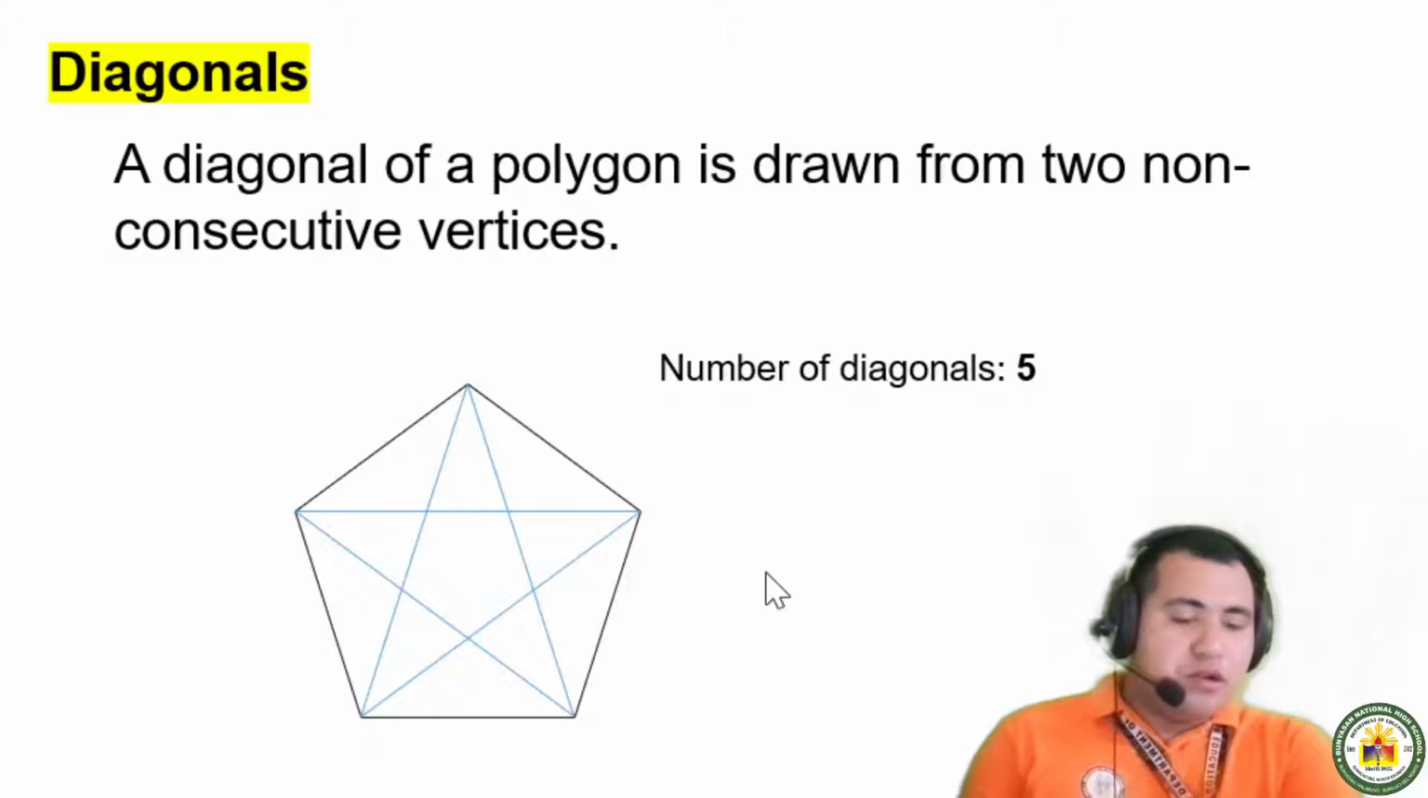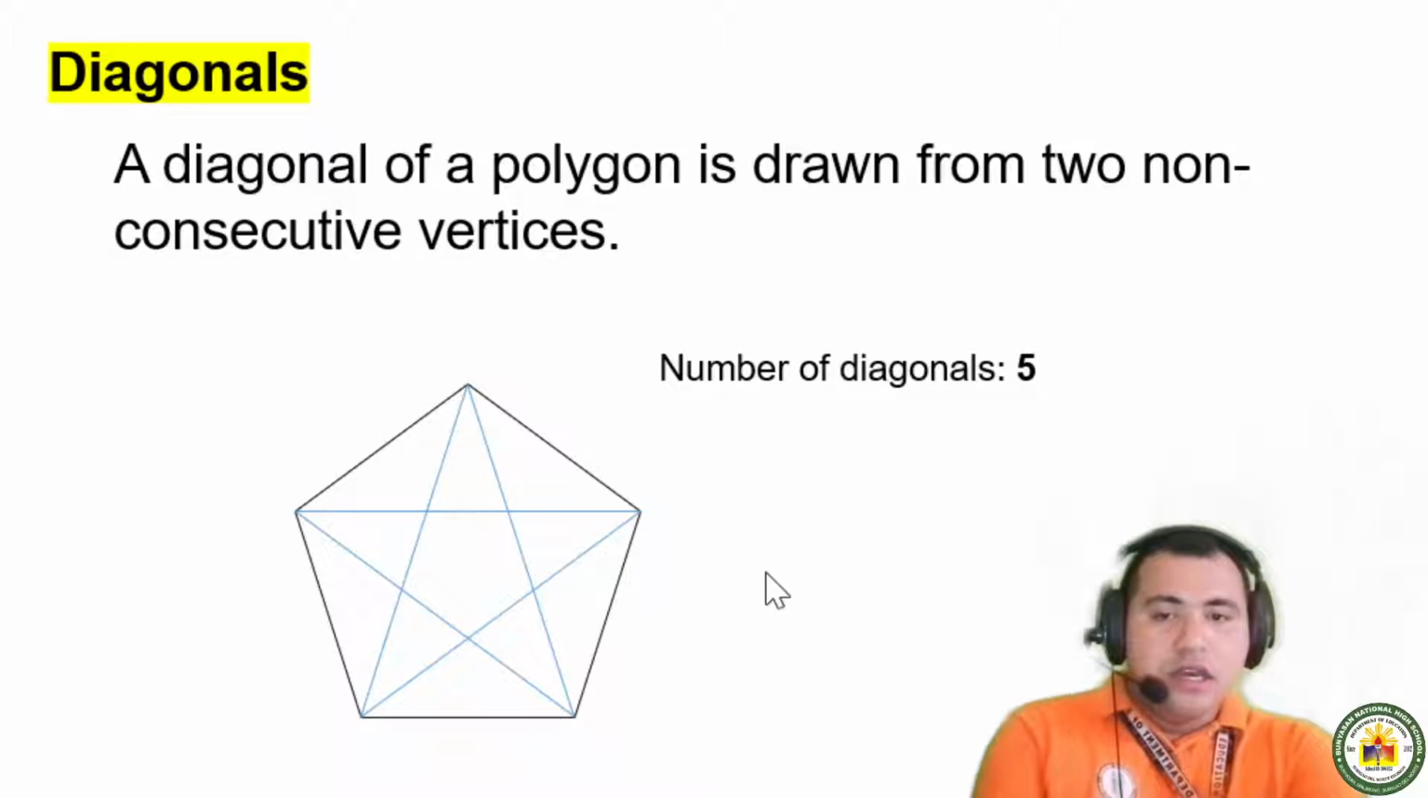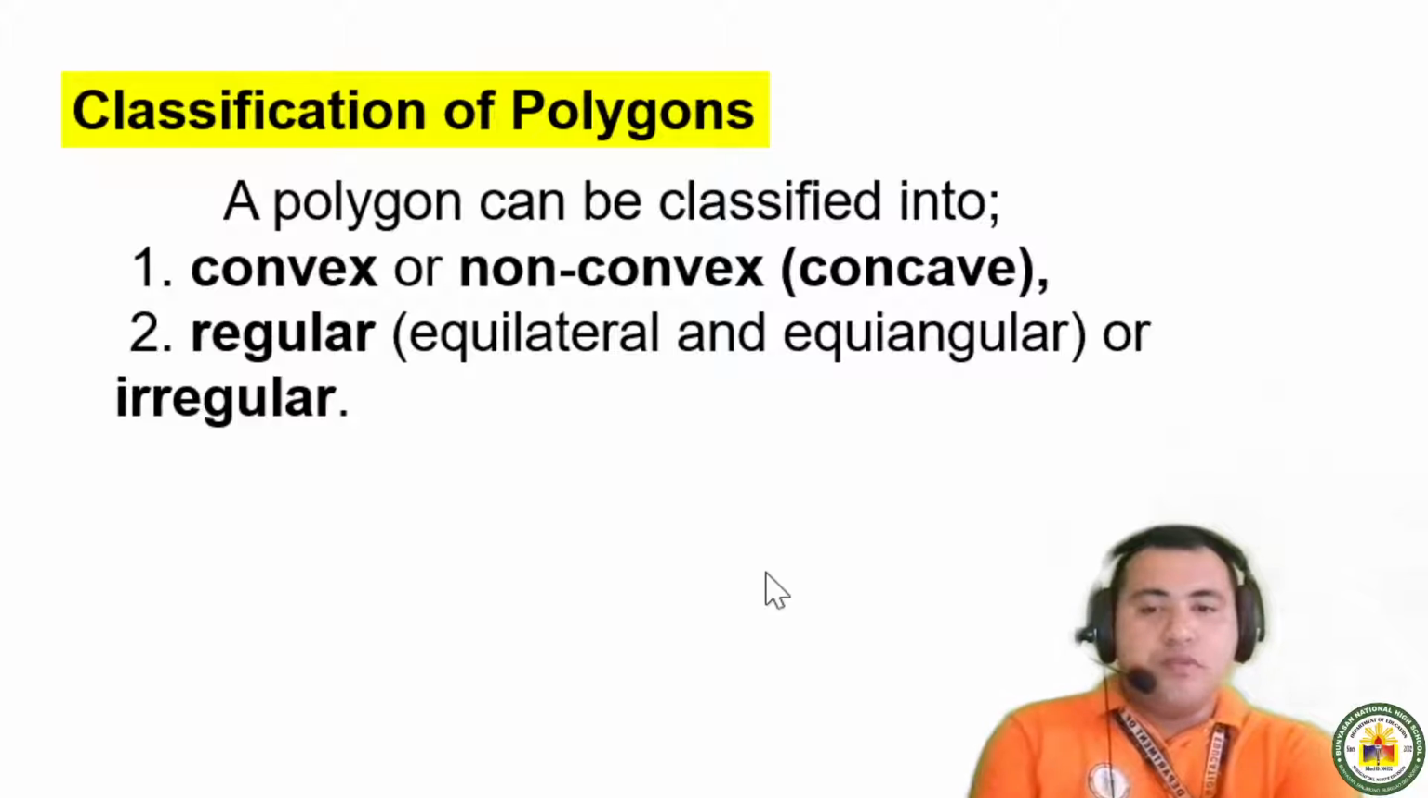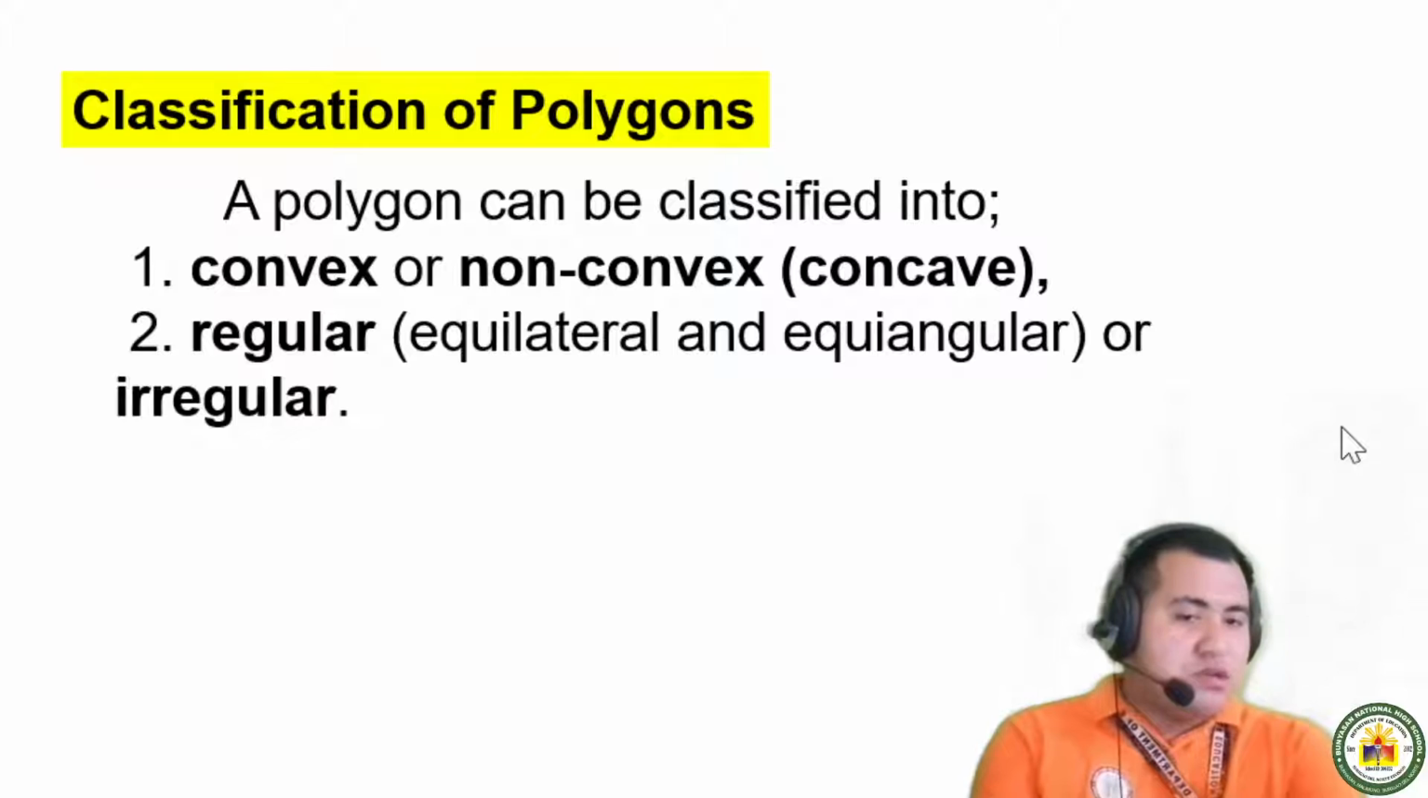So mauna, ingana ang pag-drawing ng diagonals. Next, classification of polygons. A polygon can be classified, first, as convex or non-convex. When you say non-convex, it is concave. Other term for non-convex is concave. Pwede siya tawagon, it's either convex or concave.